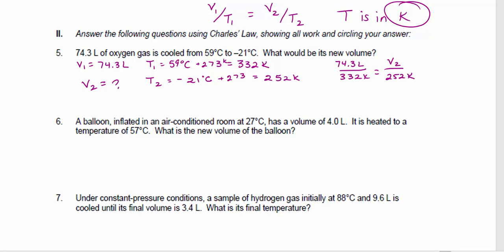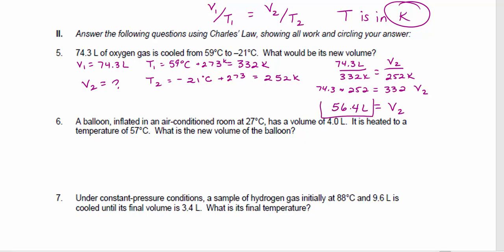And then we solve the algebra. Now, it might be easiest if you do some cross multiplication. So 74.3 times 252, this is cross multiplication, is equal to 332 times V2. Now you can solve by multiplying these two numbers, 74.3 and 252, and then dividing by 332 to get a new volume with three significant digits of 56.4 liters.